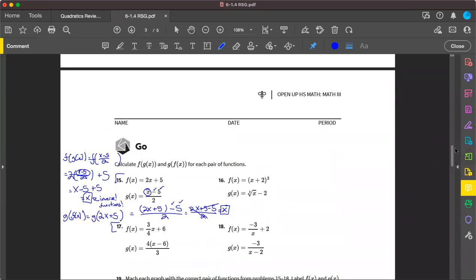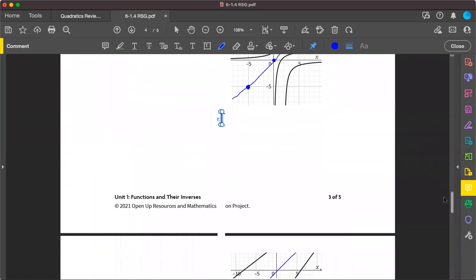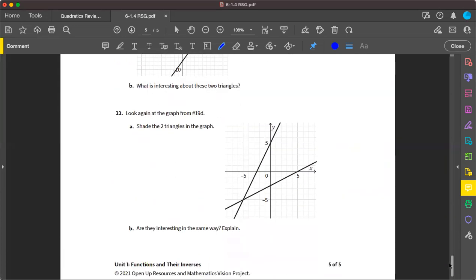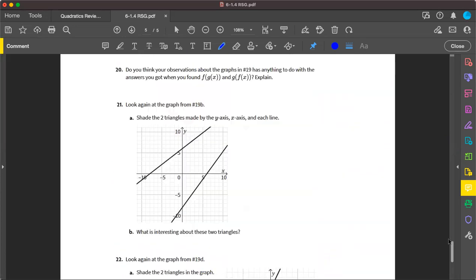What else do we have? I think we kind of hit a lot here. The Go has quite a bit. It's trying to hit the idea that you can take inverse functions and also graph them out. So don't be afraid to do that.